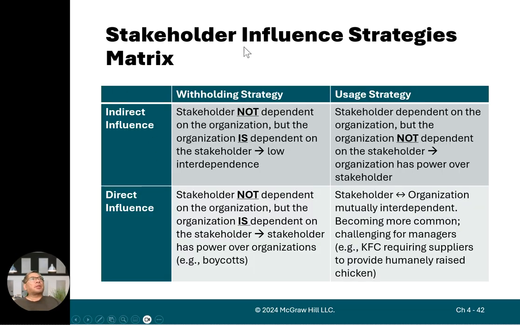And then stakeholder influence strategies, indirect influence, withholding strategies: the stakeholders are not dependent on the organization, so it depends on how the stakeholders are, such as low interdependence. The usage strategy for this indirect influence: the stakeholder is dependent on the organization, but the organization is not dependent on the stakeholder. It only has power over the stakeholders. Okay, direct influence using a boycott. This is a good example. Boycott. Okay, stakeholders are not dependent on negotiation, but the organization is dependent on the stakeholders. So an example is a boycott. Example here: KFC requiring suppliers to provide humanely raised chicken. That's the key part. Okay, direct influence.